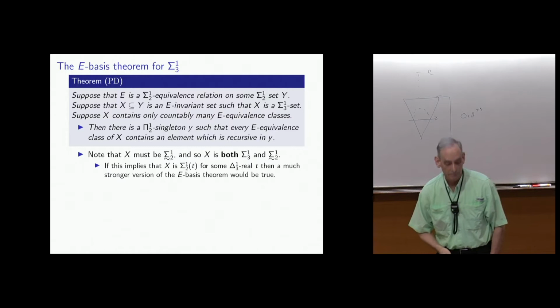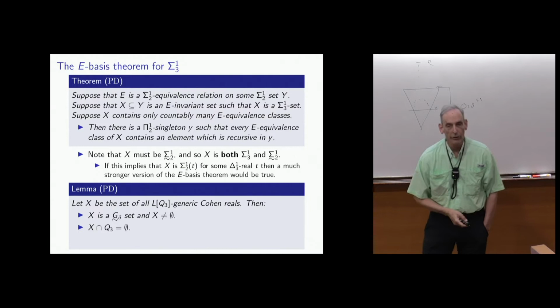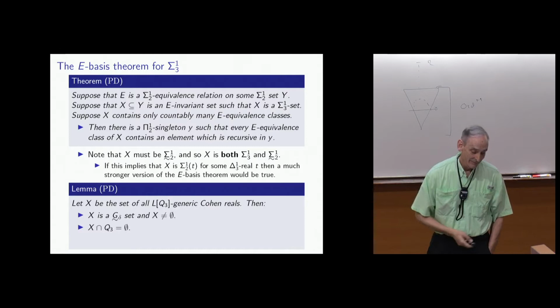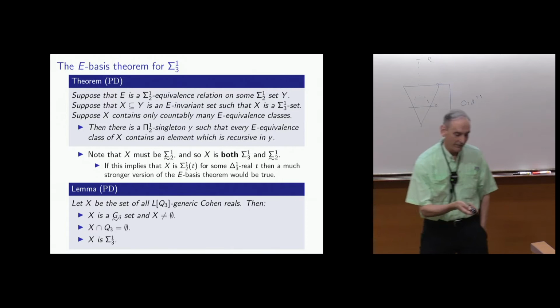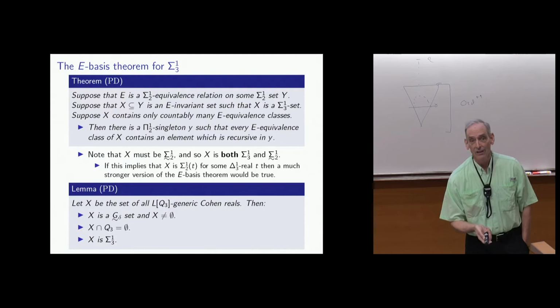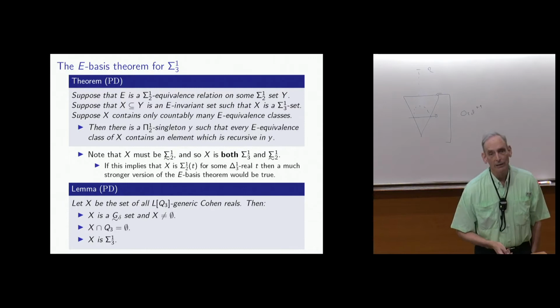In fact, it would give you a much stronger theorem. But you can't prove that. Let X be the set of all L[Q3], or if you want, M1 generic Cohen reals. Then X is a G delta set, and X is non-empty. X intersect Q3 is empty, and X is light face Σ¹₃. So here's a light face Σ¹₃ set that's extremely simple bold face, it's a G delta set, but it has no members in Q3, so it can't even be Σ¹₂ in any Δ¹₃ real. So you can't hope to do an end run and prove the theorem by another means.